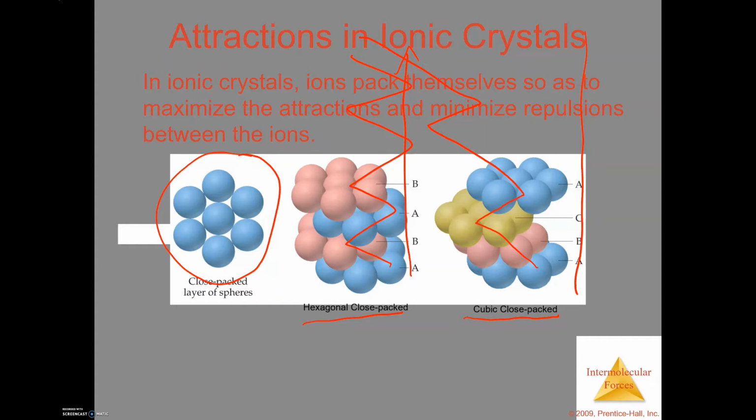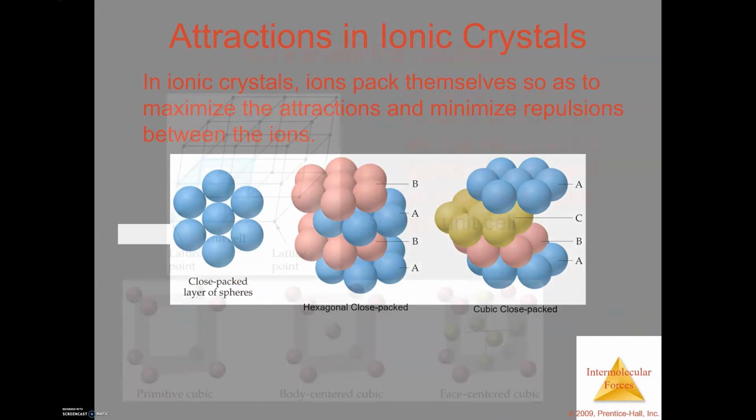Now an example of a cubic closed pack would be calcite. And calcite forms a rhombohedral structure in its lattice. And so you can see that configuration there. However, a quartz crystal will always form the hexagonal structure that we saw in the first picture.